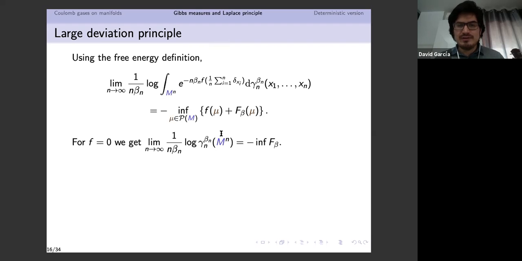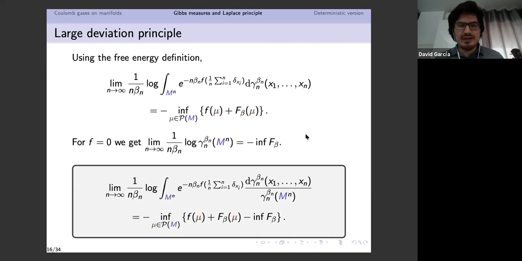And using this, we can say something about the normalized version. The normalized version satisfies this limit property. Instead of writing F beta here, we write F beta minus the infimum of F beta. And we have written here this 1 over c that was before, this normalizing constant.